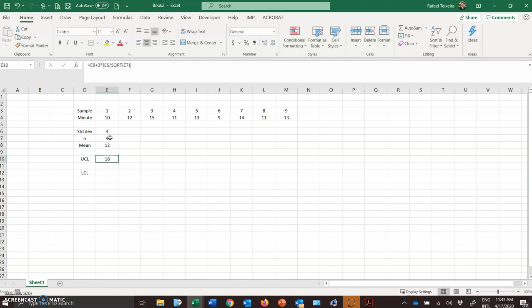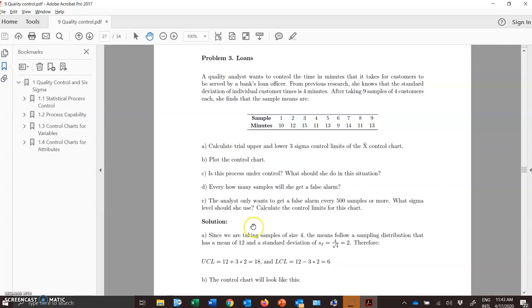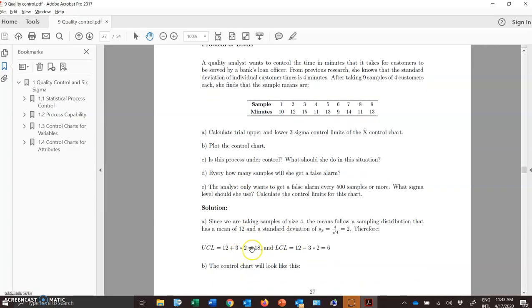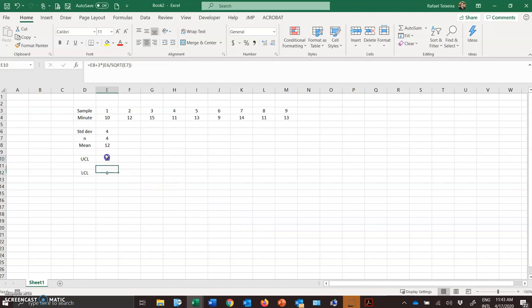So the upper control limit is 18, and the lower control limit is going to be equal to my mean minus, because now it's the lower control limit, minus 3 times, because it's 3 standard deviations, open parentheses, my standard deviation divided by SQRT, open parentheses, because that's the square root of 4, close parentheses, close again. And that's the upper limit 18 and the lower limit 6. So the solution is 18 and 6. So this is how you solve this problem.